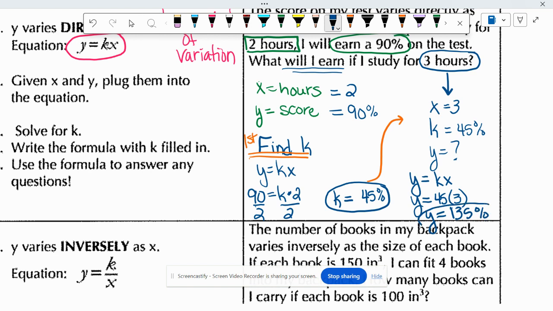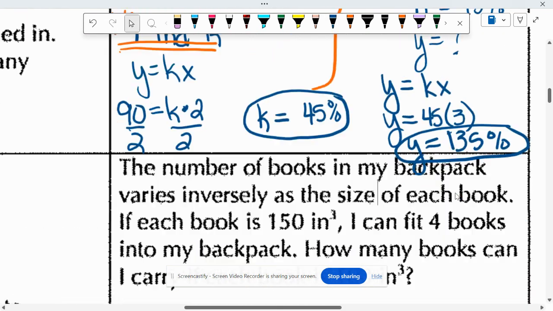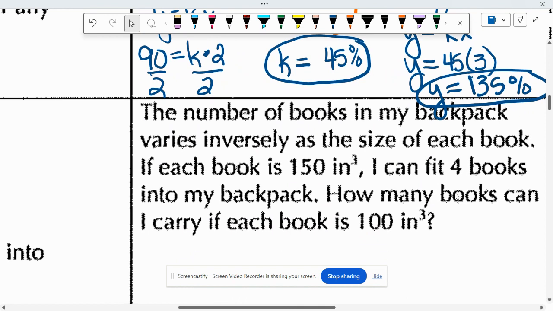Y equals 135%. Is it possible to get 135% on a test? I don't know. If there's bonus questions, it sure is. I mean, yeah, if there's bonus questions, I don't know. But that's how this works.